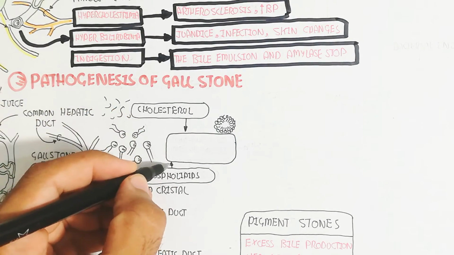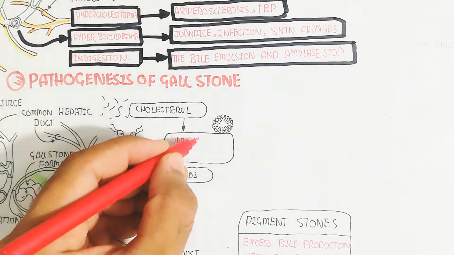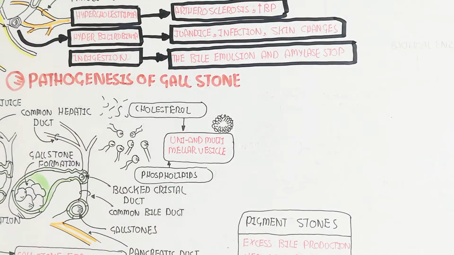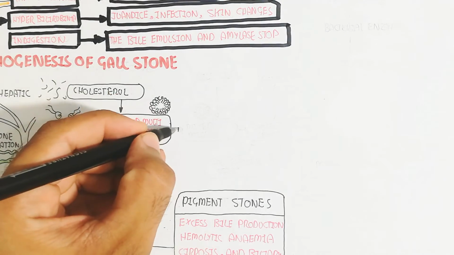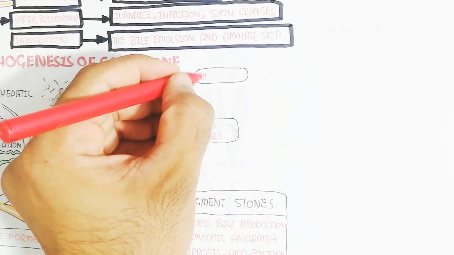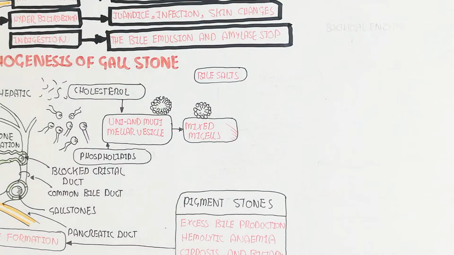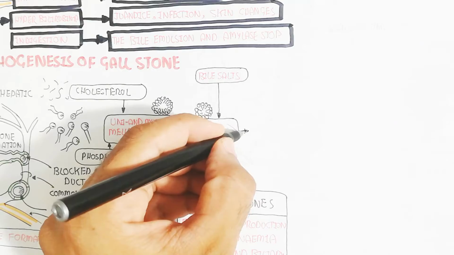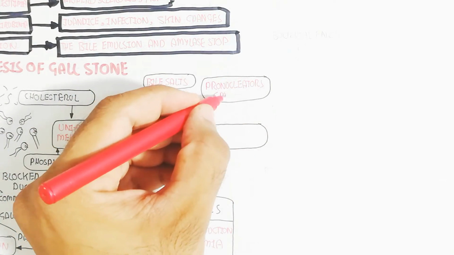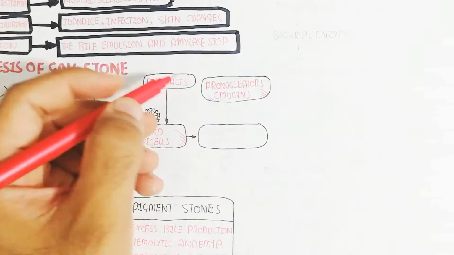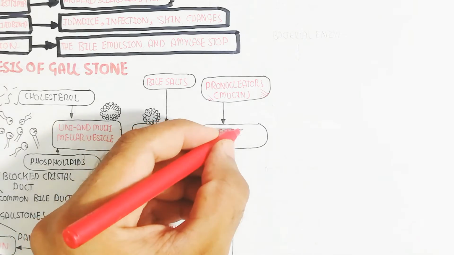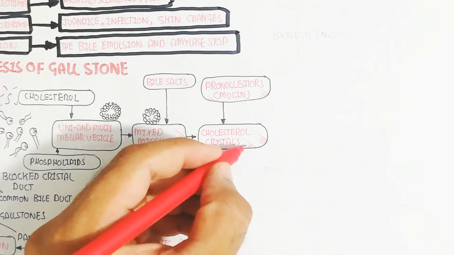So here is the formation of the cholesterol and phospholipids, which form the unilamellar and multilamellar vesicles, and the mixed micelles. The bile salt will trigger this mixed micelle. After this, the cholesterol crystal formation will occur and the gallbladder stasis will be formed. And pronucleators, mucin for example, also trigger the cholesterol crystals.